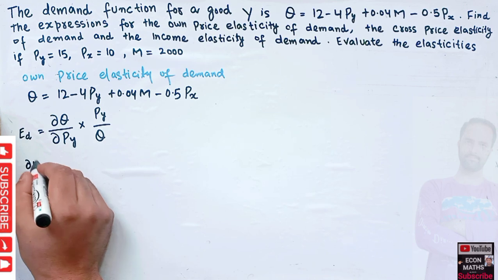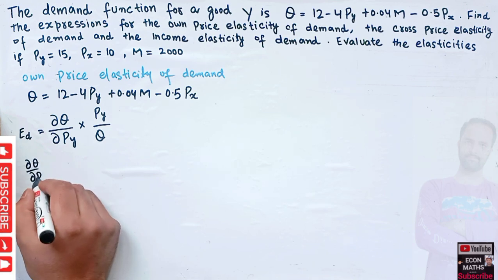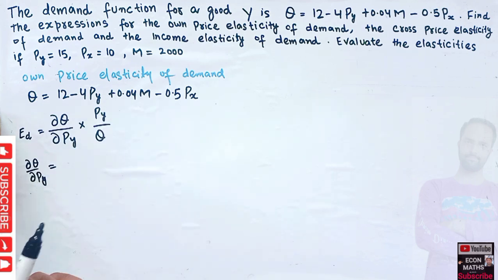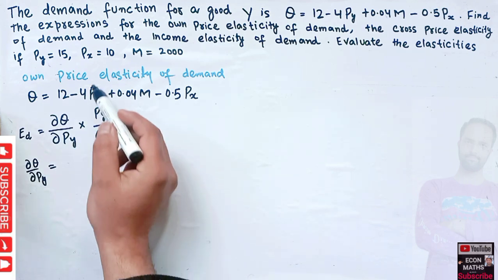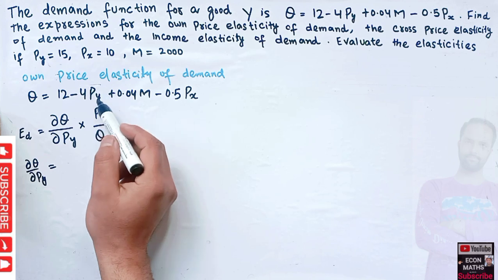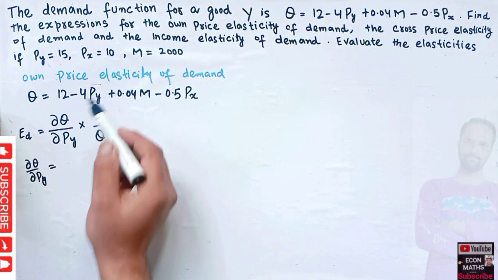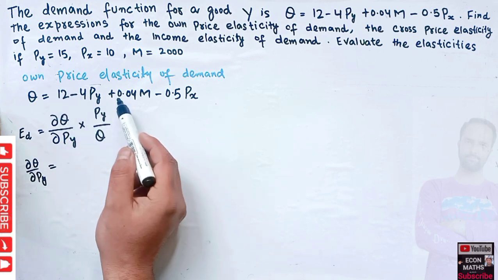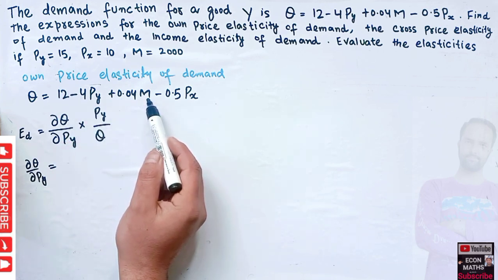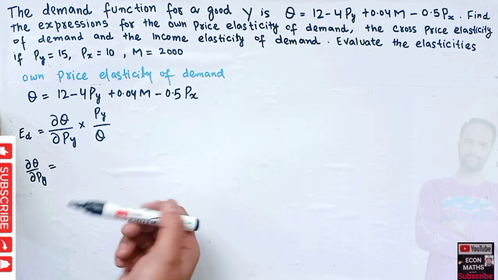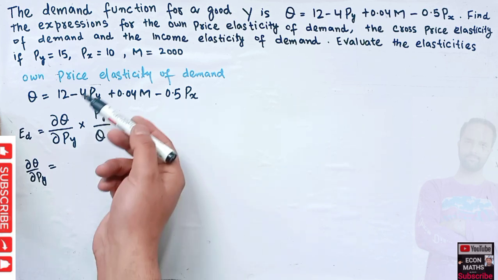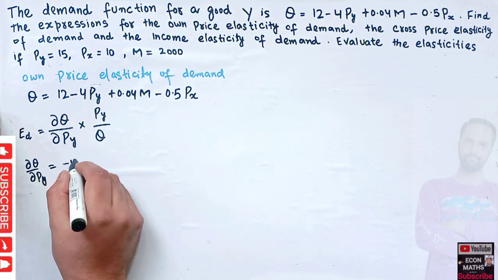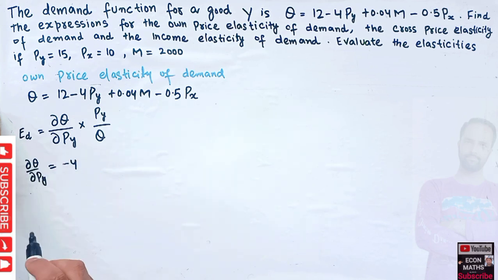So dQ/dPy means the partial derivative of this demand function with respect to Py. Okay, since we have Py here, the derivative of Py is 1, so we are left with the coefficient. We have no Py involved in the income term, and also in the last term we don't have Py involved. The derivative of Py is 1, so we are left with -4. Okay, so dQ/dPy is -4.